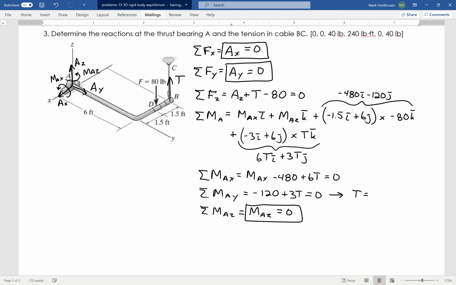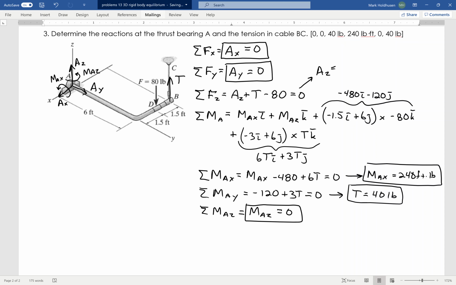Now that I know T is 40 pounds, I can find that MAX is 240 foot-pounds. And then from this guy up here, I can learn that AZ equals, did I find it? I didn't find it. Can I do it in my head? That's the question. That equals 40 pounds.